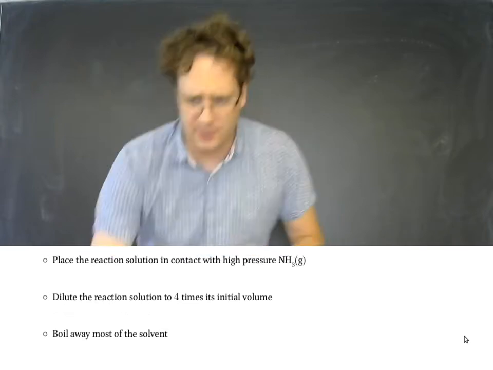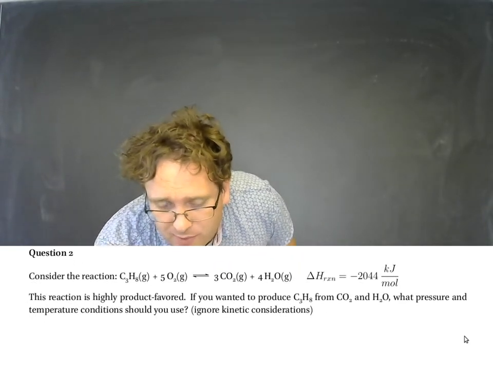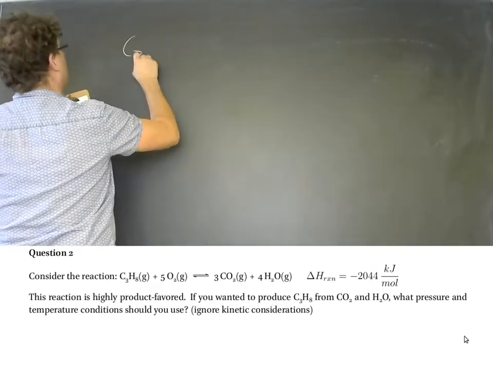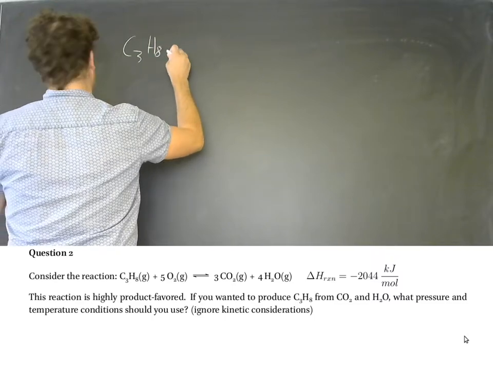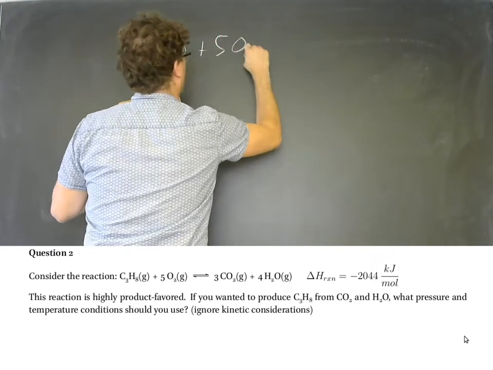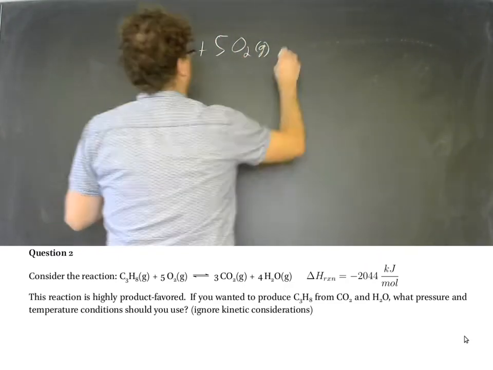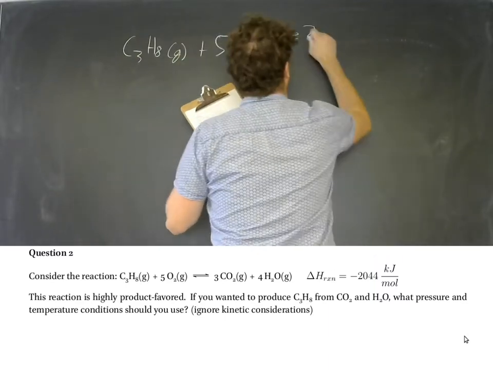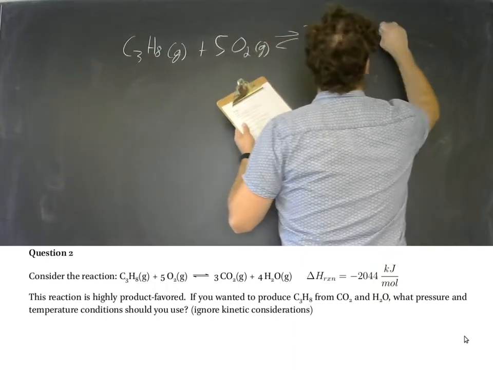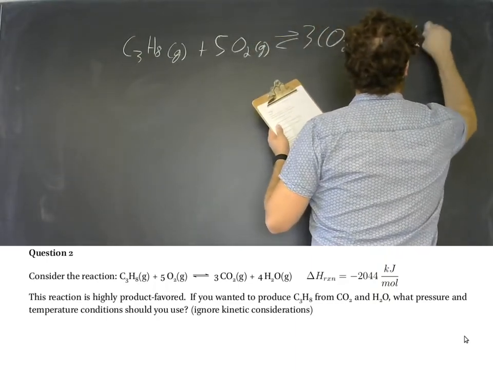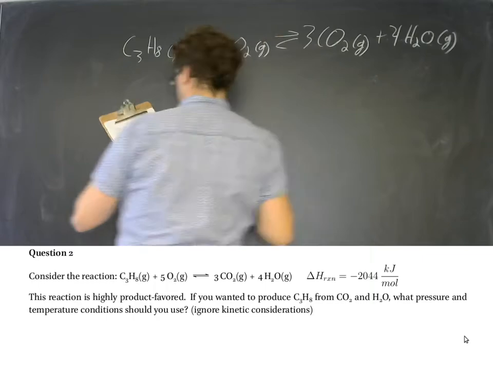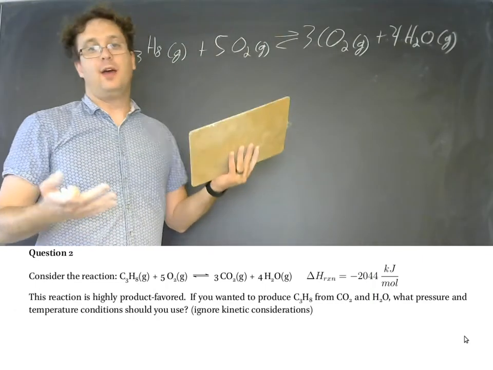Now let's move on to question 2. So we're going to consider this reaction here. C3H8, this is a gas, plus 5O2, that's a gas, in equilibrium with 3CO2, that's a gas, and 4H2O, and that's a gas. Now, delta H of reaction here is negative 2044 kilojoules per mole.